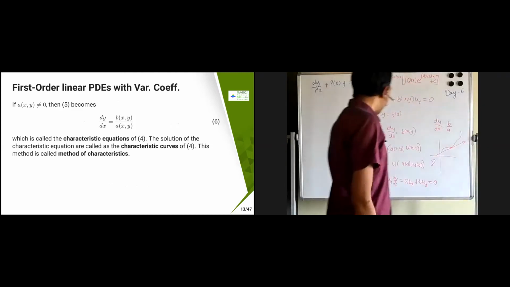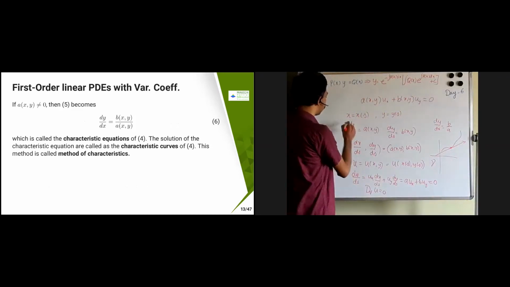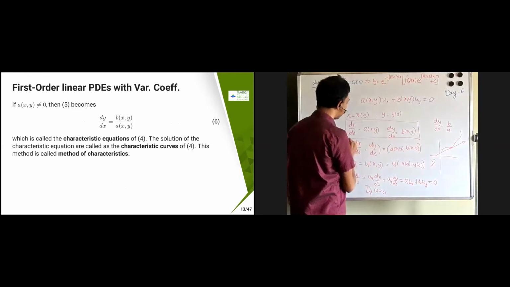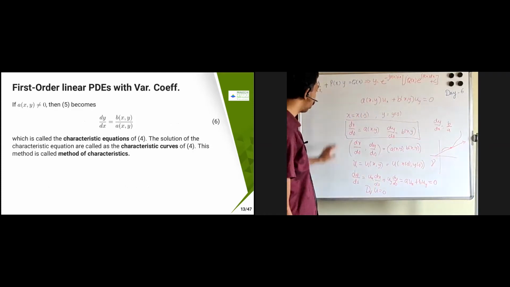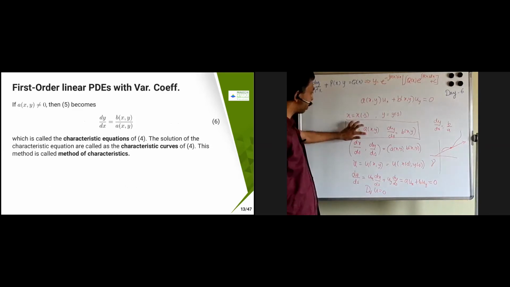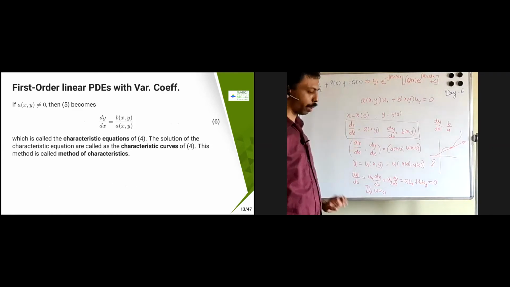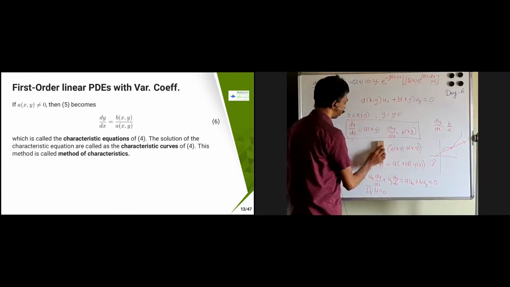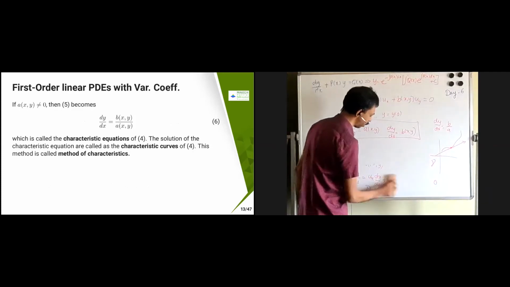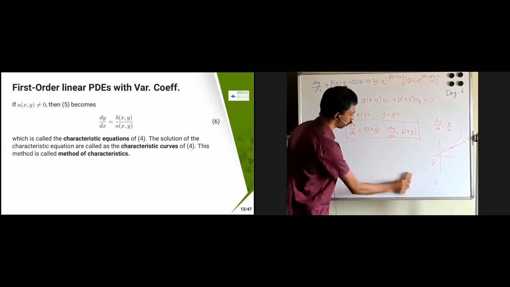Now you observe this one. This is important. Almost the same thing we did in the characteristics for constant coefficients also. So dx by ds equal to a of x comma y, dy by ds equal to b of x comma y. Now what is dy by dx? I can calculate it.